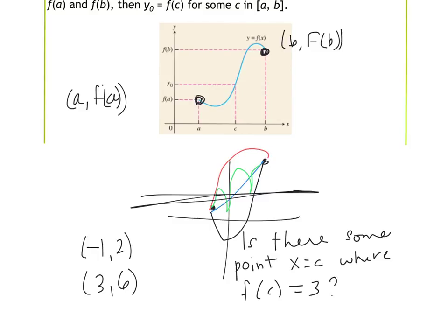So the answer is yes. There has to be somewhere where the graph has a value of 3. This gets used mostly to prove that graphs have zeros. If you can show that the graph is negative on one side and positive on the other side, it has to pass through 0 then. So it gets used to show that there's an x-intercept, is typically what it gets used to show.